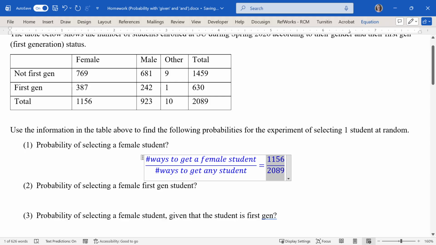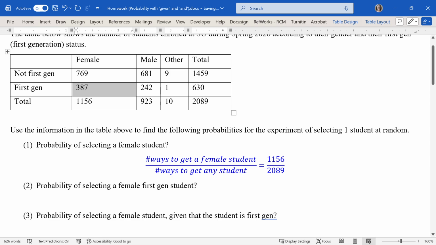Next, probability of selecting a female first-gen student. So female first-gen students, there are 387 of them, and we're still just selecting one student from the whole student body. So that will be out of 2,089.